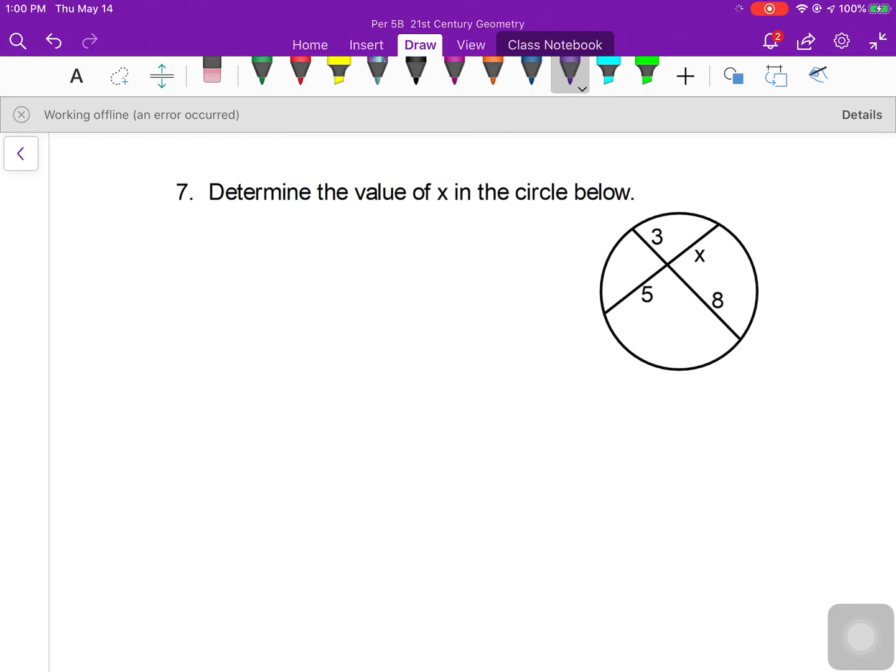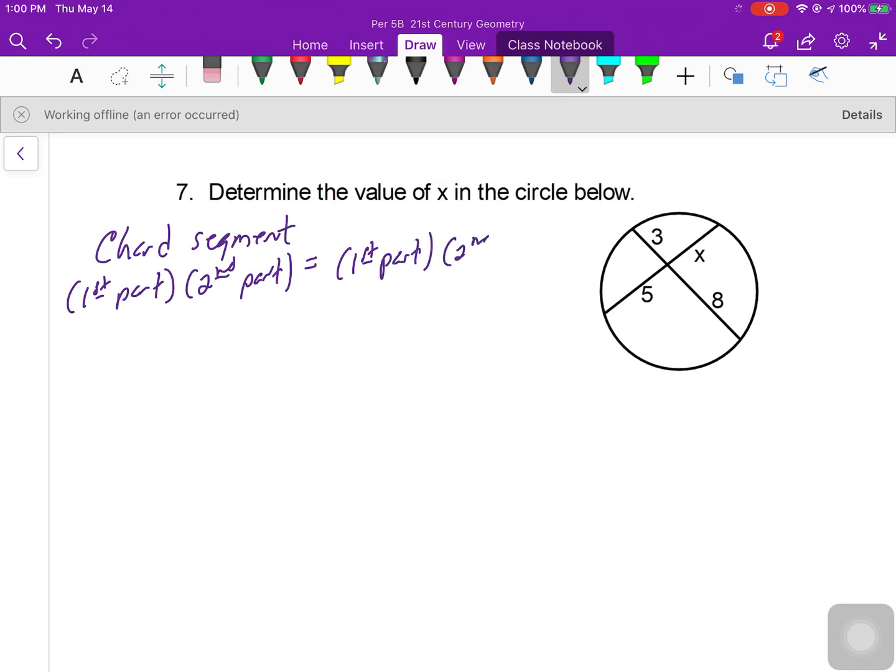Okay, let's take a look at another type of segment we studied. Now, these were back towards the beginning of the chapter, and these were called chord segments. Chord segments had a whole different pattern. On a chord segment, we took first part times second part equals, on the other chord segment, first part times second part.